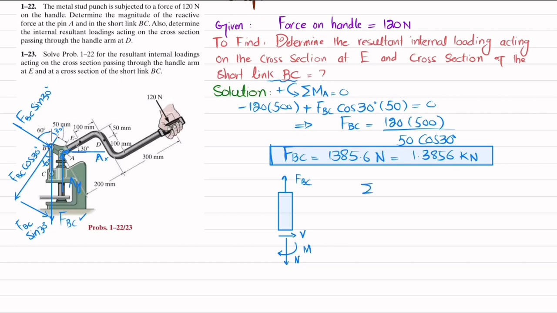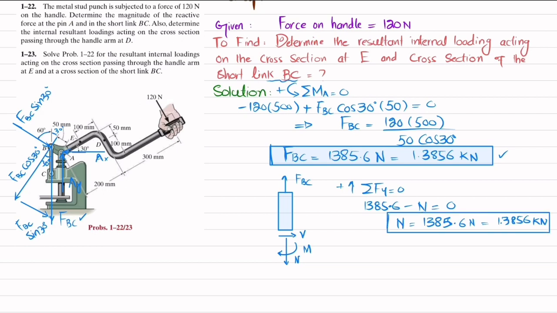For that I will apply the equation of equilibrium: sum of all forces along the y direction must be equal to 0, with upward force taken as positive. You can see this FBC, which is 1385.6, minus this normal force is equal to 0. So the normal force in short link BC will be equal to 1385.6 Newton, that is 1.3856 kilo Newton. So this is the normal force in member BC.